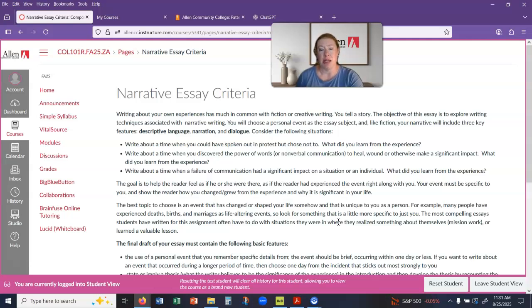And so it doesn't have to be a huge dramatic event, but it does need to be something that made you feel different when it was over. So, there's some examples here. A time when you should have spoken up, a time when you discovered the power of words.